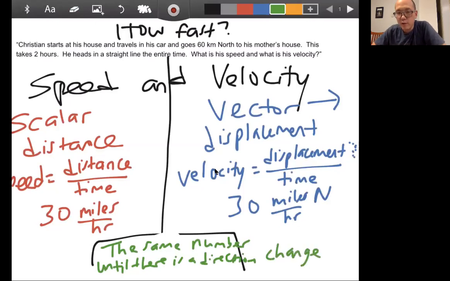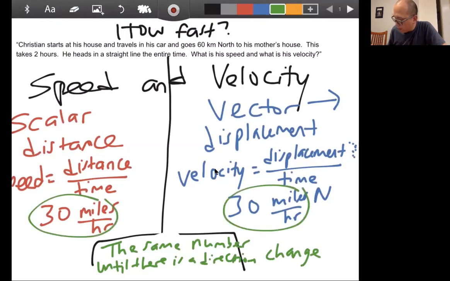So speed and velocity, as far as the number, like 30 miles per hour, those numbers are going to be the same. One's going to have a direction and the other's not, but they're going to be the same number up until the point when the person, car, whatever you're looking at for the problem, turns around. Once it turns around, comes back the other way, or takes a left or a right, once there's a directional change, then they're not going to be the same number. But up until that, they're going to be the same.